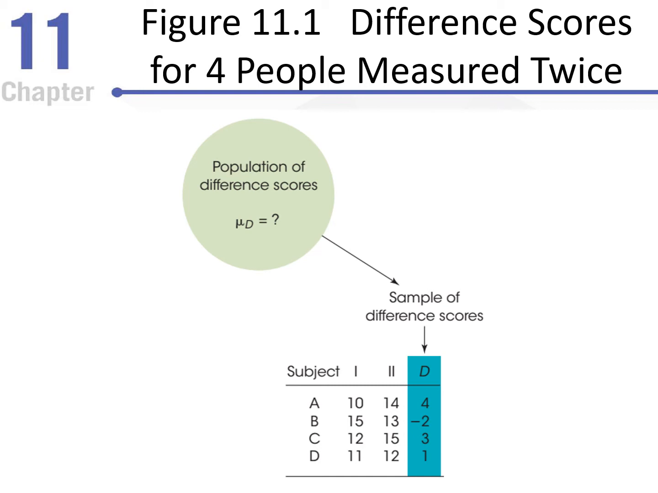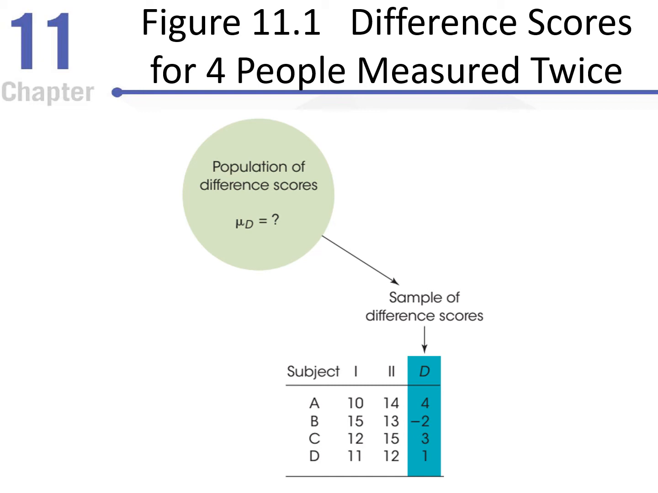So here's an example of each subject. They have a score in condition 1, and they have a score in condition 2, and then they have a difference score. So if you look at subject A, they have 10 and 14. And if we're doing condition 2 minus condition 1, which we're doing in this situation, we're doing 2 minus 1 to find the difference scores. 14 minus 10 is 4. 13 minus 15 is negative 2. 15 minus 12 is 3. 12 minus 11 is 1.